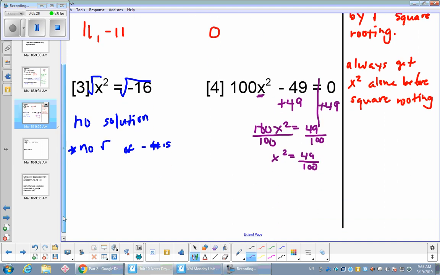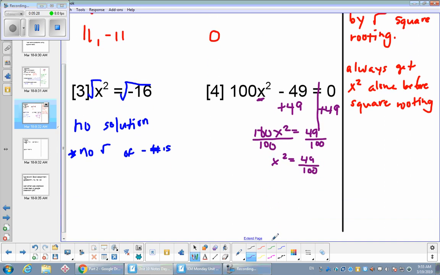All right. And now the x squared is alone, so we can go ahead and take the square root of both sides. Now, it might seem hard to take the square root of this fraction, but it's really like doing it individually. So the square root of 49 is 7. The square root of 100 is 10, so I just get 7/10. Remember, I get one positive, and my other answer is negative 7/10. Right?